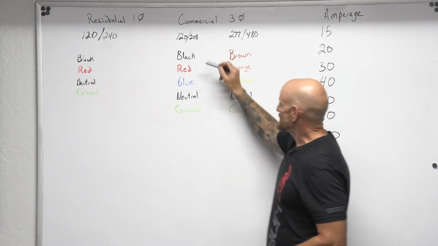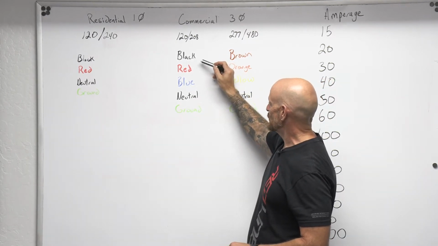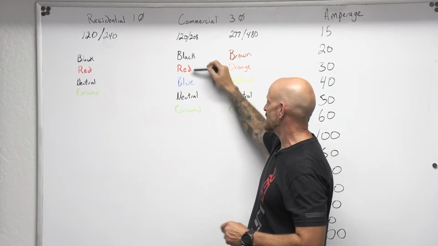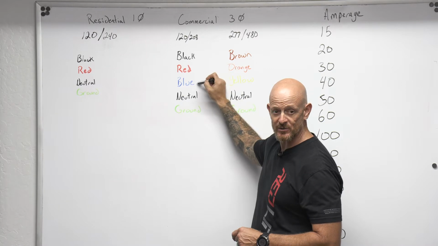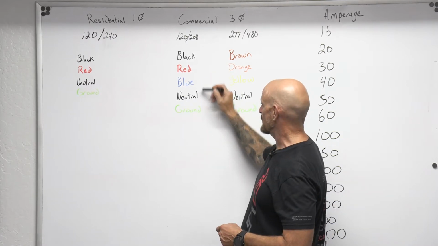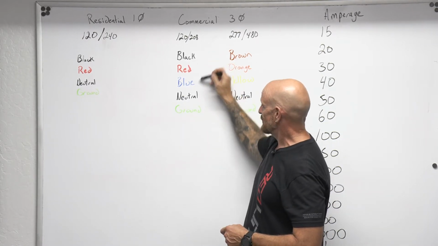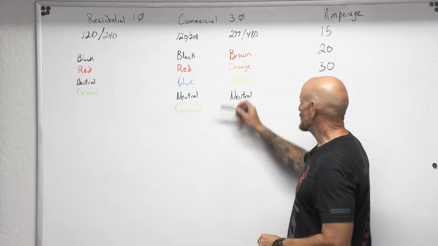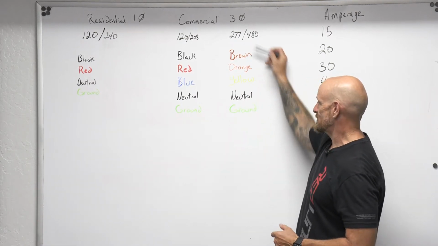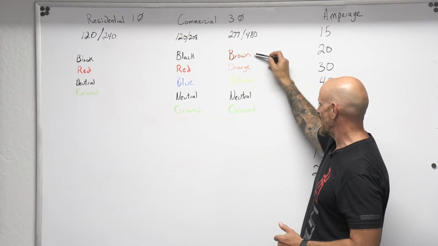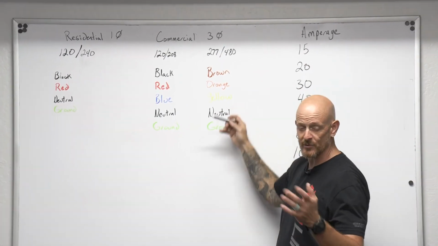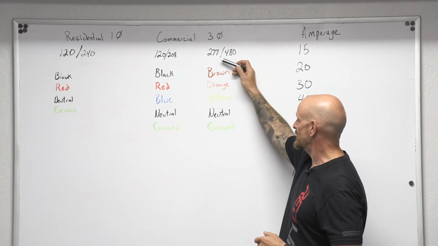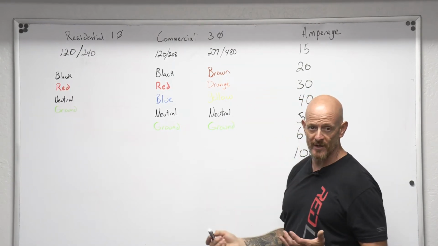Then we've got the same kind of concept in commercial. Black, your A phase, to neutral or ground is 120. Same thing with your B phase and your C phase. It will all be 120 to ground and neutral. Phase to phase, any which way you combine that, it's going to end up being 208. So it's the same scenario here, just a higher voltage. Phases A, B, and C, or your brown, orange, yellow, those are colors that are required by code. To neutral or ground will be 277. Phase to phase will be 480 volts.